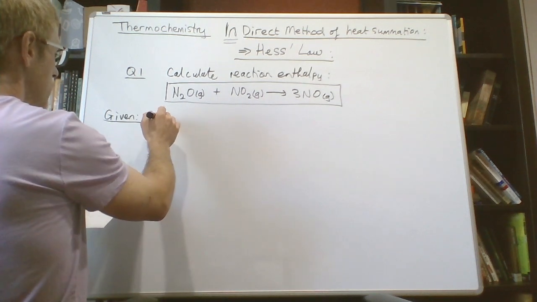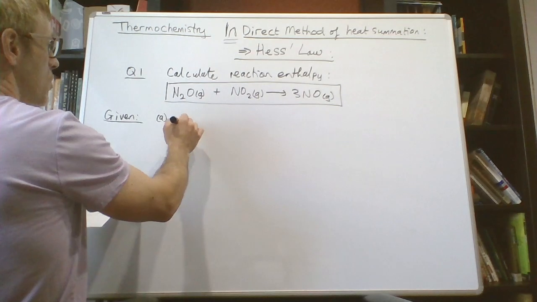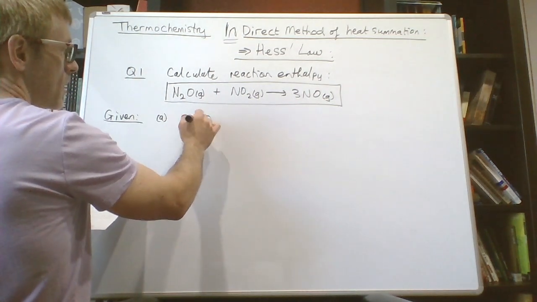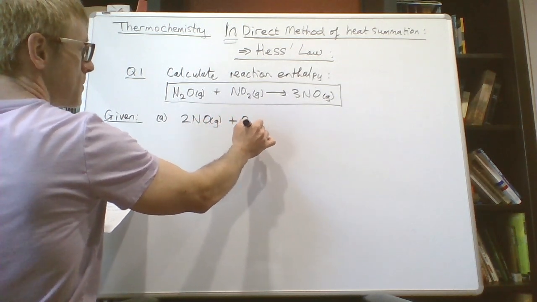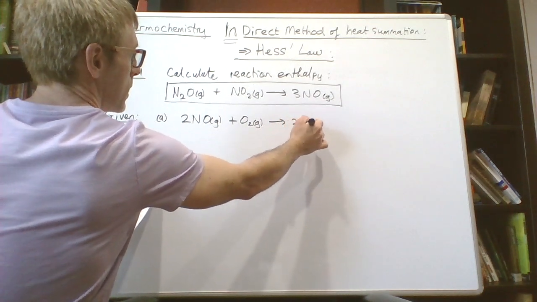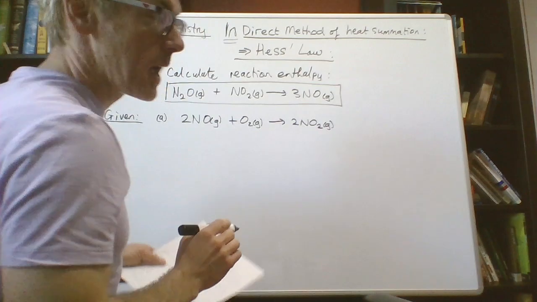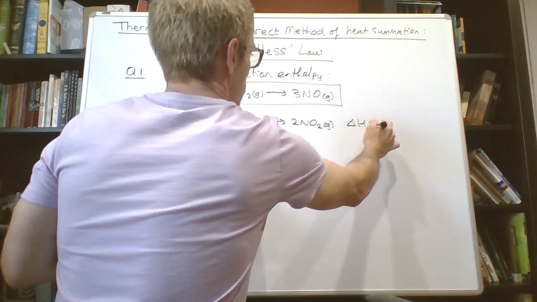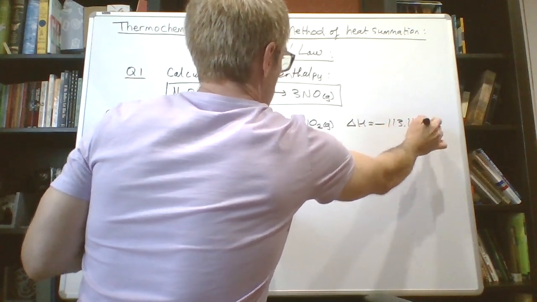We're told that we're given reaction A. We're told that there's a reaction that's known where 2NO gas and oxygen gas can give 2NO2 gas. And this particular reaction has an enthalpy change of negative 113.1 kilojoules.